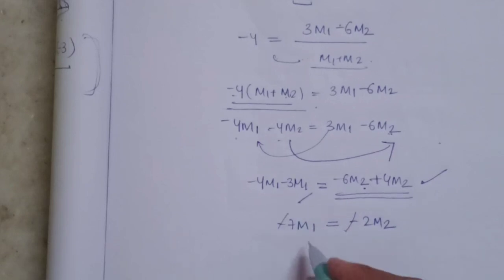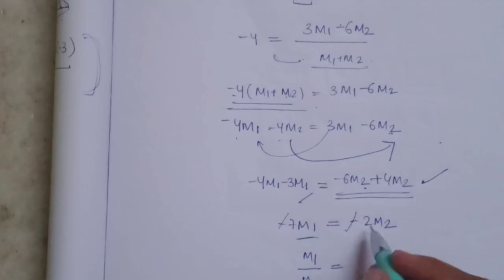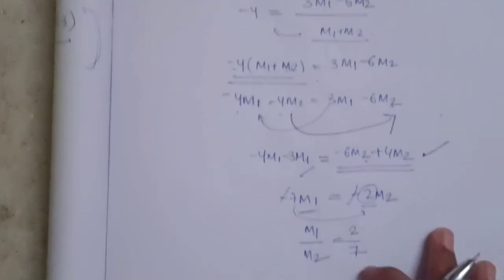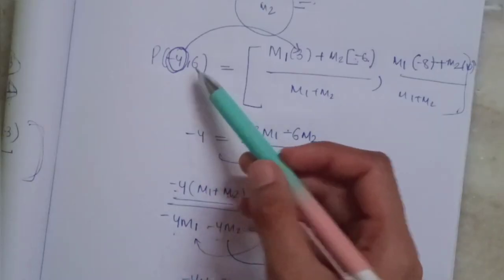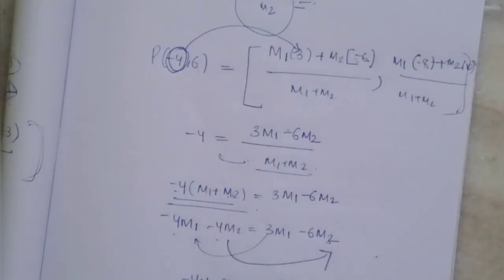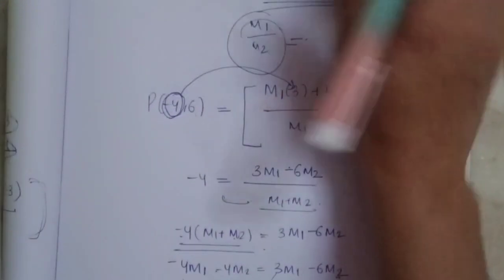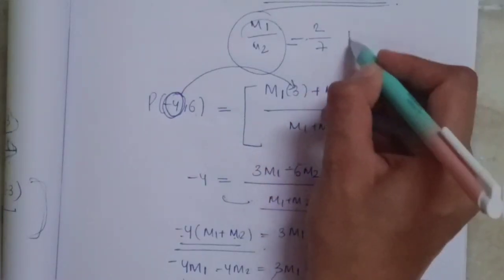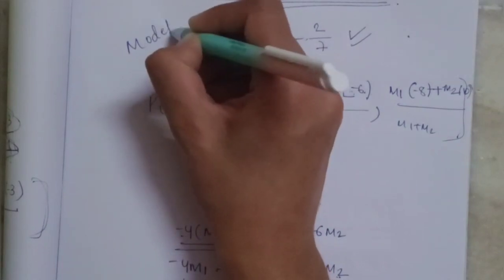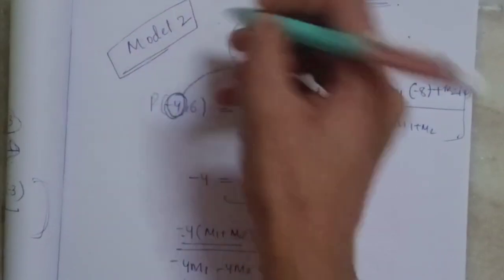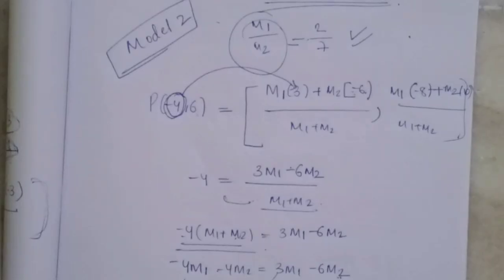Now minus minus cancel. Send this to the other side. M1 by M2 is equals to 2 by 7. So we got the ratio by just equating the x coordinates. Similarly, you can just equate y coordinates and find, right? So the ratio which we need is 2 by 7. That's all. So this is another model. Model 2.